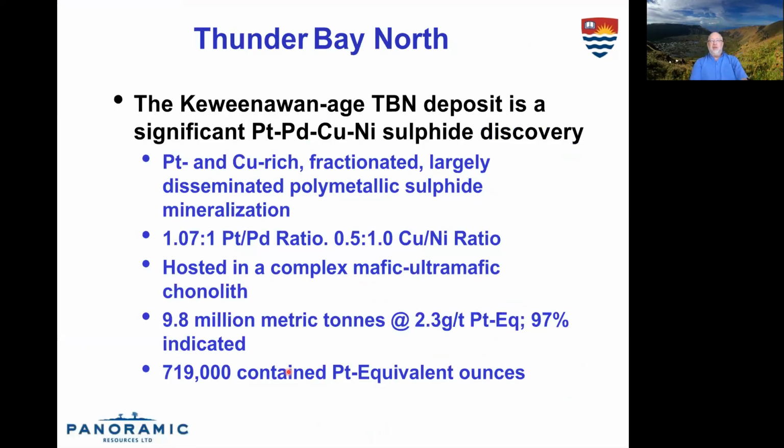We're going to focus on Thunder Bay North. It's got a neat little exploration history for those of you who don't know the deposit. And it's also quite well defined, as Panoramic did a large amount of drilling until quite recently. Platinum and copper rich, disseminated polymetallic sulfides, almost a 1-to-1 platinum palladium ratio. Again, the reserves at the time I put this together, which was a few years ago, were 9.8 million tons at 2.3 grams platinum equivalent. So a fairly good size system.